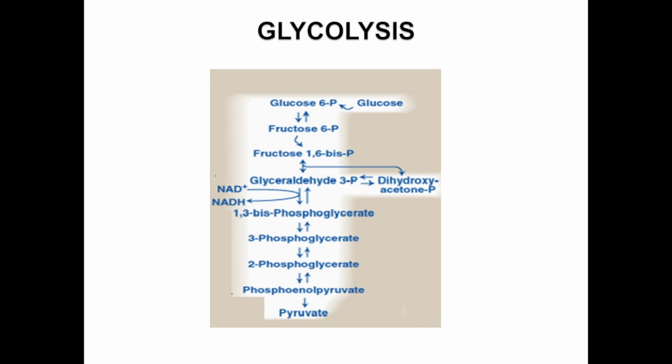Reversible reaction, reversible, until here. Fructose 1,6-bisphosphate. Here we will need phosphatase. Fructose 6-phosphate. This is reversible. Here we will need another phosphatase, glucose 6-phosphatase. We will get free glucose.